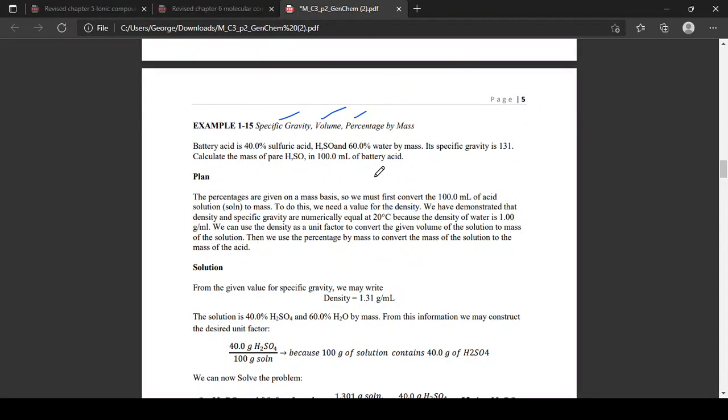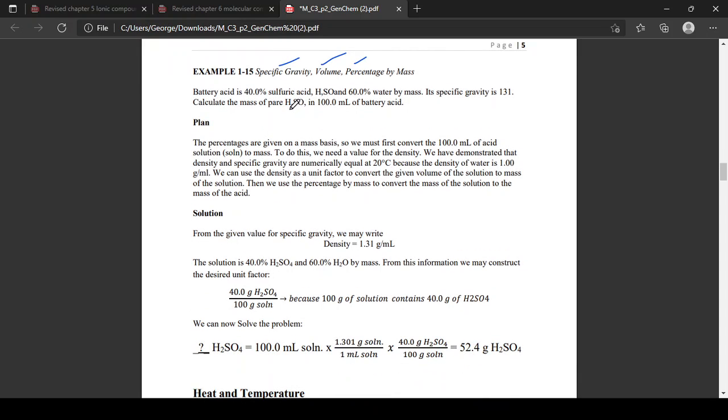First, we shall read the question thoroughly. Battery acid is 40% sulfuric acid, H2SO4, and 60% water by mass. Its specific gravity is 1.31. Calculate the mass of your H2SO4 in 100 ml of battery acid. Take note, kids, 2 ito, 4 ito. Nagka-typo lang si Guro sa PDF. 2 ito, 4 ito.